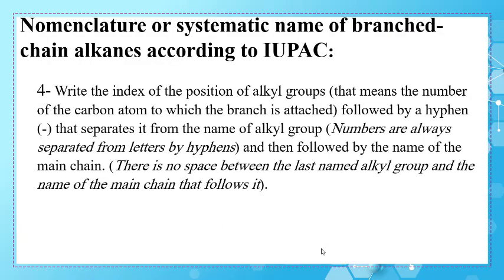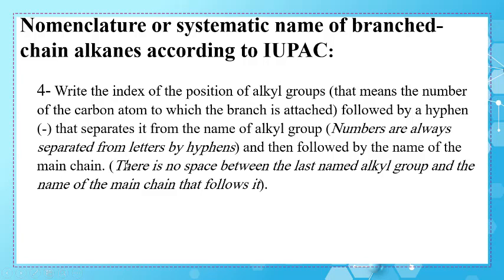The fourth step: write the index of the position of the alkyl groups, which is the number of the carbon atom to which the branch is attached, followed by a hyphen or dash that separates it from the name of the alkyl group. So we have to write the position of the alkyl group as a number, and we have to put a dash between the number and the name of the alkyl group.